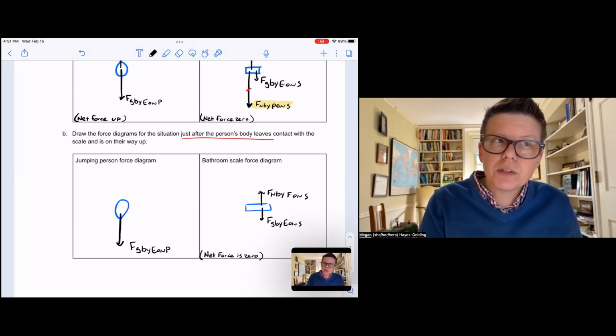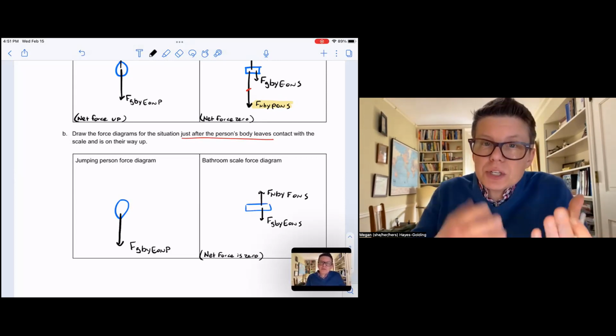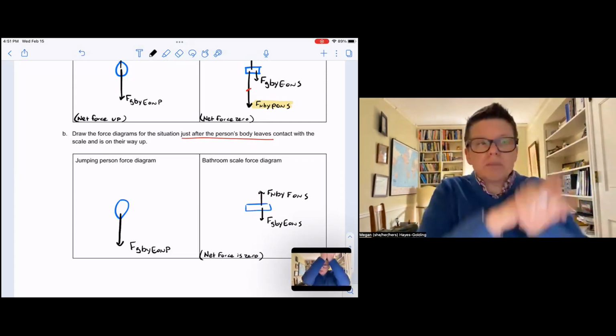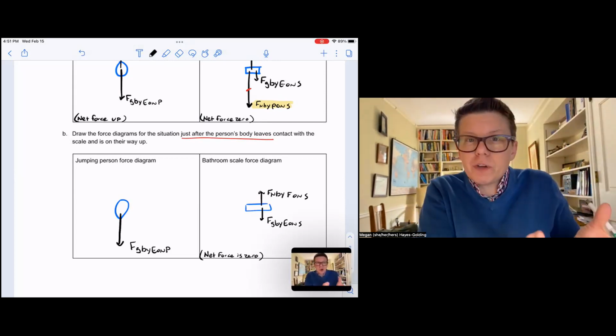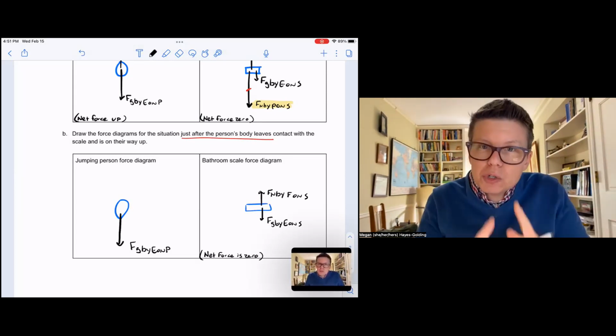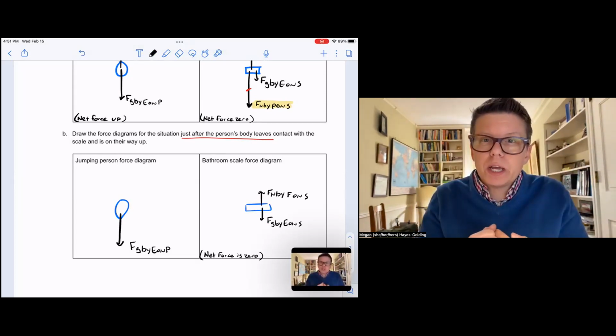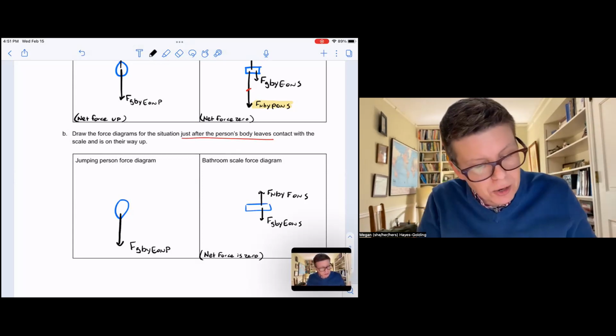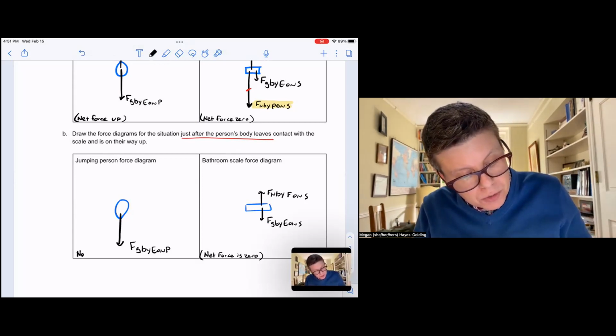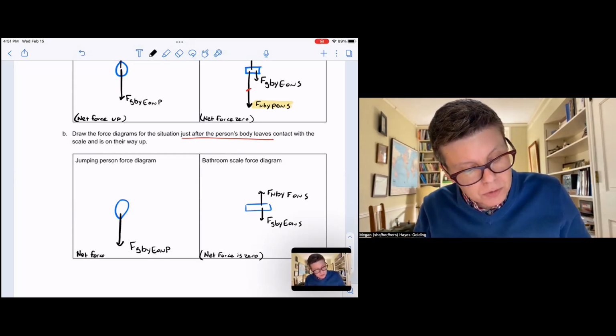The person, on the other hand, absent the scale pushing the person up to accelerate them upwards, all I've got is a downwards force. This person's moving up while slowing down, right? The moment they lose contact with the scale, net force is down.